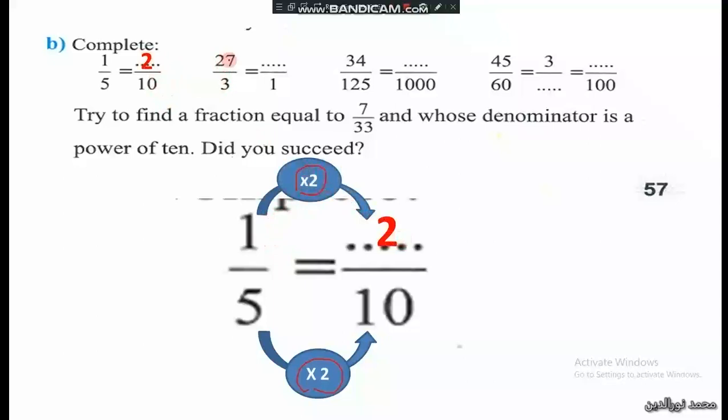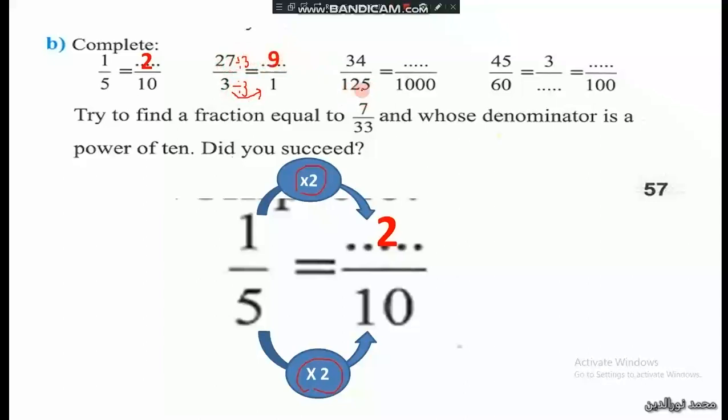And then we have 27 over 3. We notice that 3 becomes 1. How? It's divided by 3. So we have to divide by the same number, which is 3. 27 divided by 3 is 9.